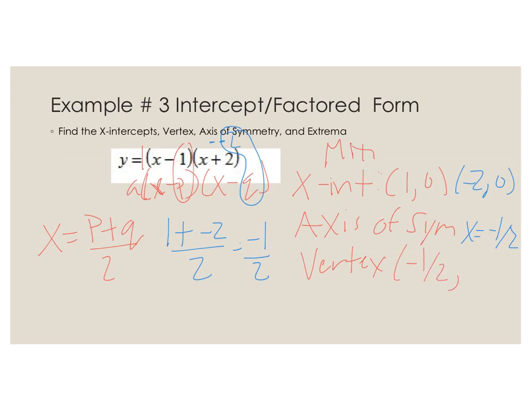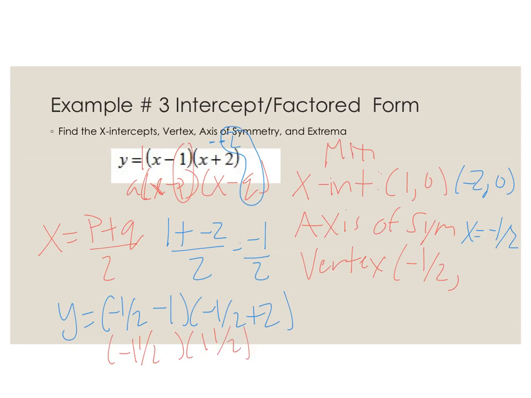To find the y value, I'm going to plug in. So y equals, instead of x, -1/2 minus 1, instead of x, -1/2 plus 2. If we go through and solve, that gives us -1 and 1/2 times +1 and 1/2. If you times those two together, you get that the vertex is at -2.25, or you can always write it as a fraction as -2 and 1/4. They mean the exact same thing.